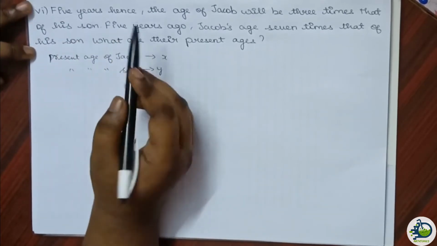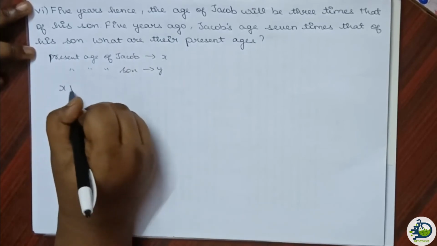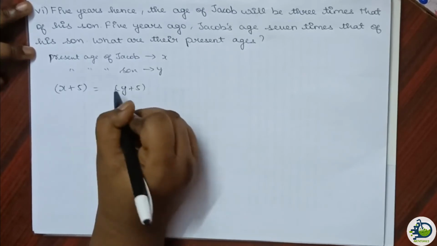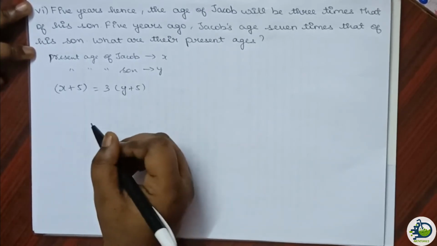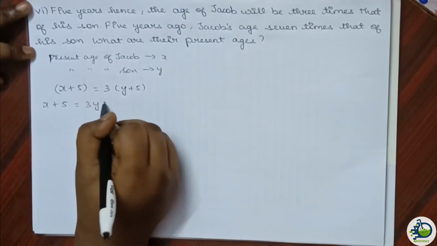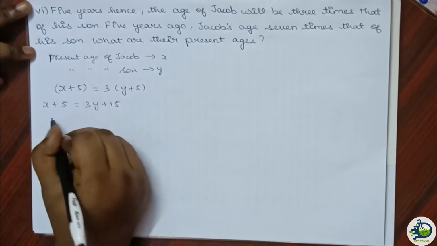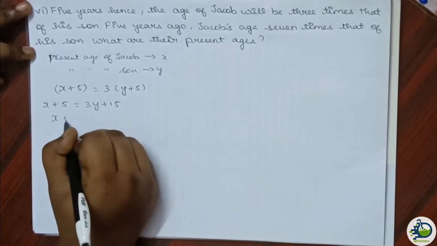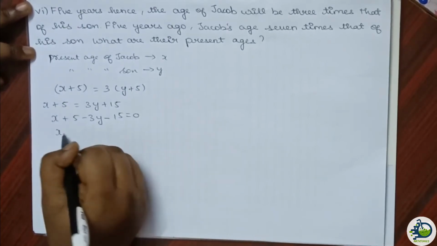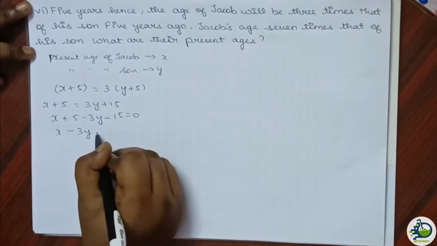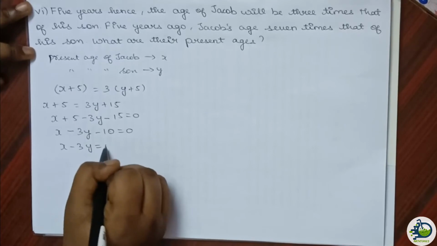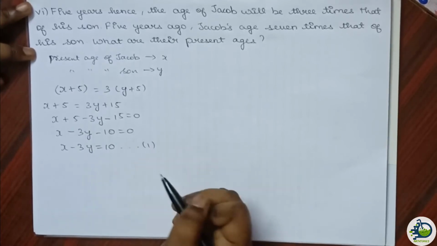So 5 years hence is 5 years after, so x plus 5 and y plus 5. He will be 3 times the age of his son. When we simplify that, x plus 5 is equal to 3y plus 15. When I bring everything to one side, I get x plus 5 minus 3y minus 15 equal to 0. So x minus 3y minus 10 equal to 0. So x minus 3y is equal to 10 is our first equation.